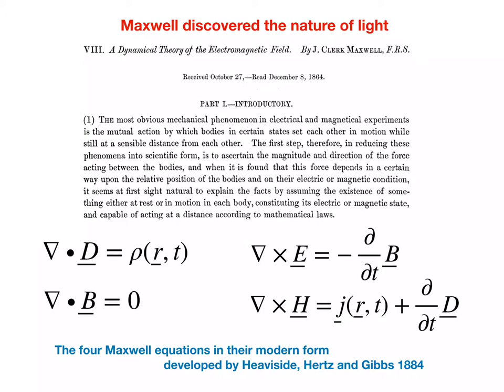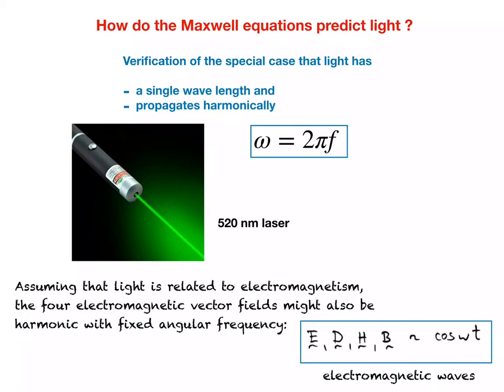Two of the equations involve the divergence operator, and the other two equations involve the curl operator. Each of the curl equations includes both the electric and the magnetic field. This coupling of the electric and magnetic fields is key to the understanding of the nature of light.